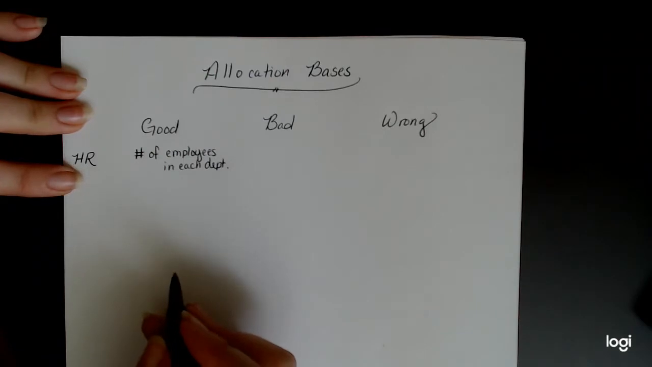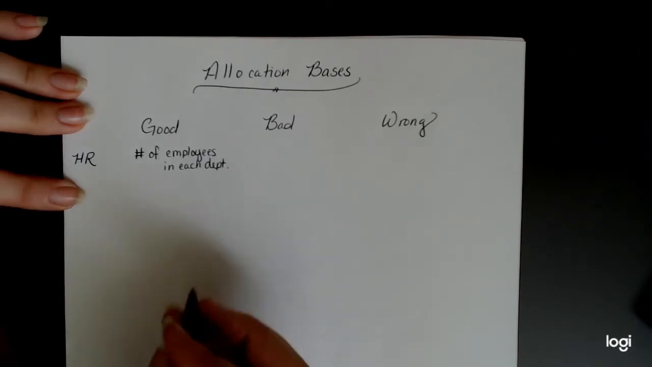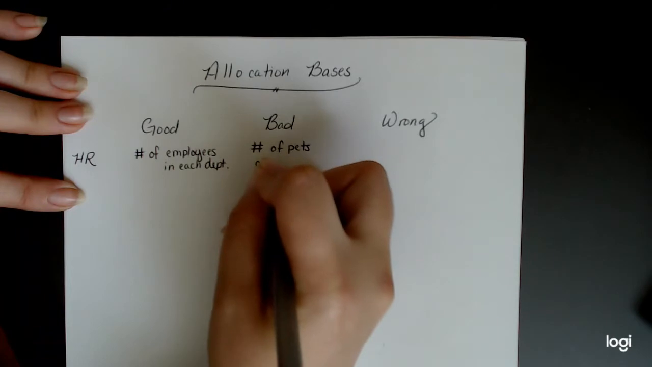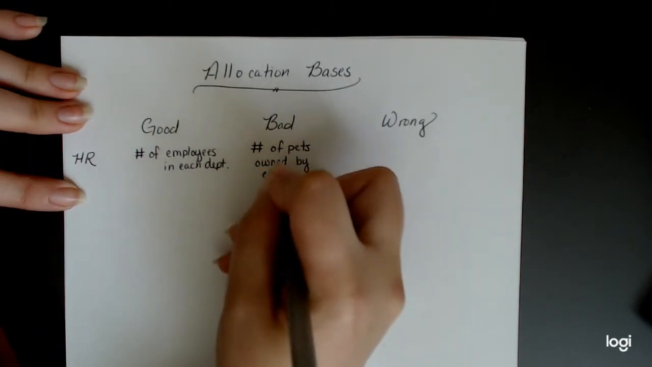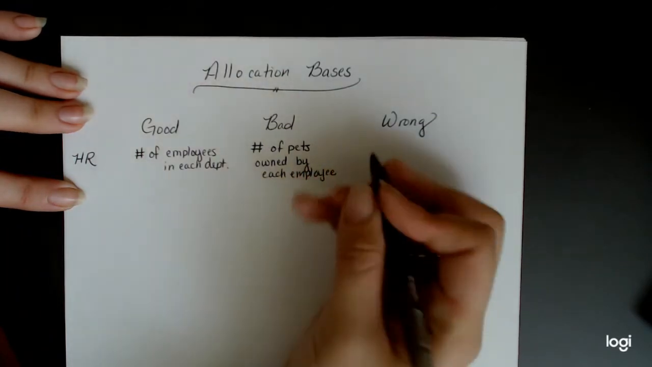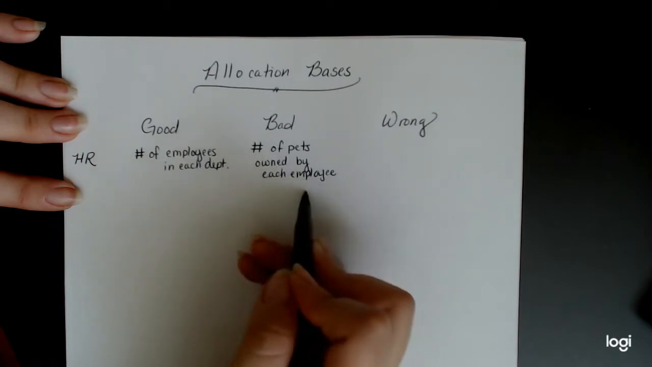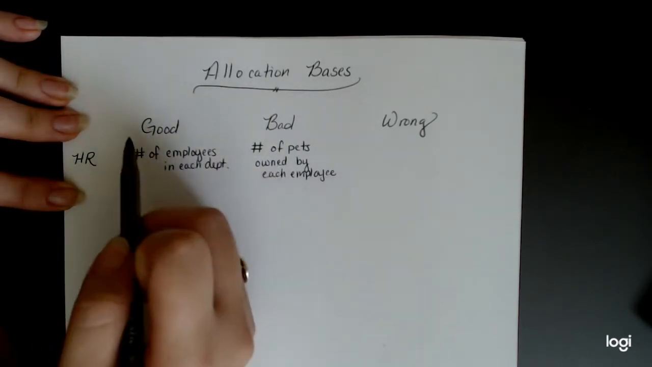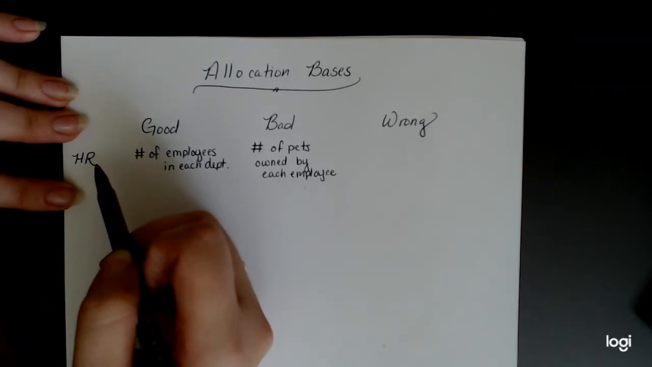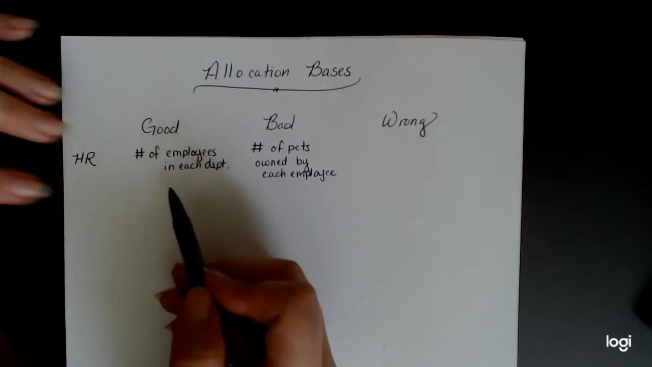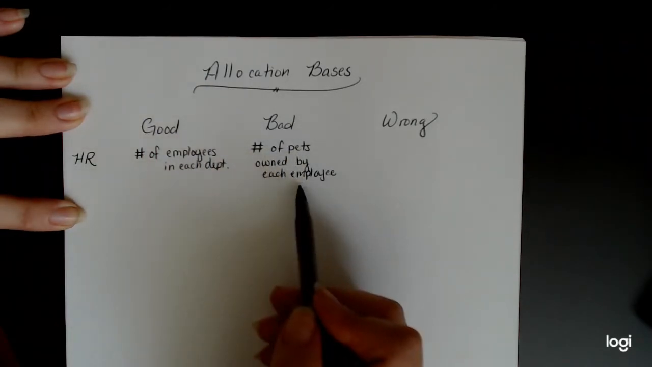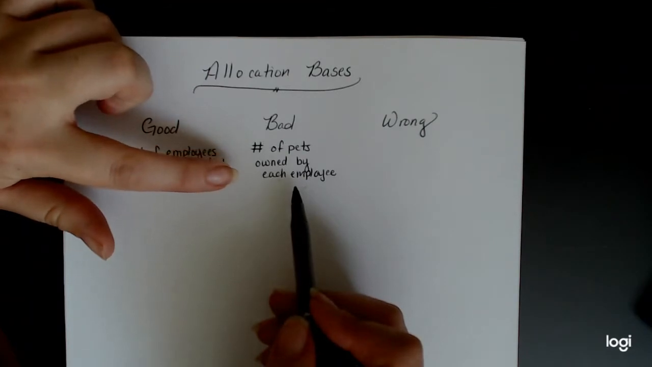A bad indicator, let's go ahead and choose a bad allocation base. Here, we'll stick with something that I heard someone say in class. All right, so a bad one would be number of pets owned by each employee. Yep, we can allocate based on that, but it wouldn't necessarily be a good allocation base. For example, human resources deals a lot with the individual employees. So allocating based on number of employees in each department would make sense. But if we're allocating based on number of pets owned by each employee, we absolutely can allocate based on that. It's just not a good one to use.